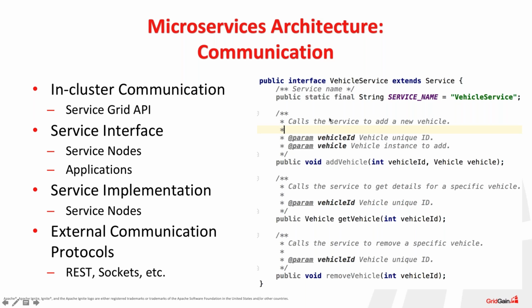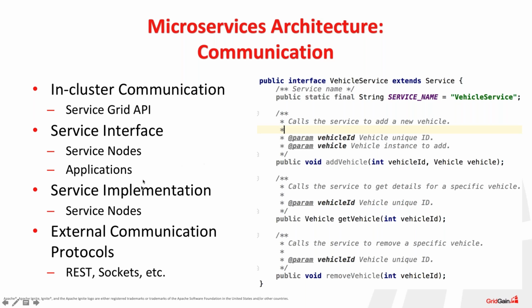And the service interface has to be located in the class path of all the nodes that might potentially work with your service. But as for the data nodes, they are free from this, so they don't need to have any service interfaces in their local class path, because we just use them as a data storage.